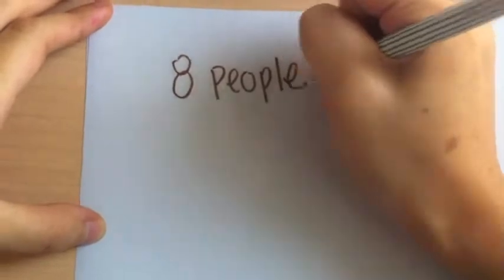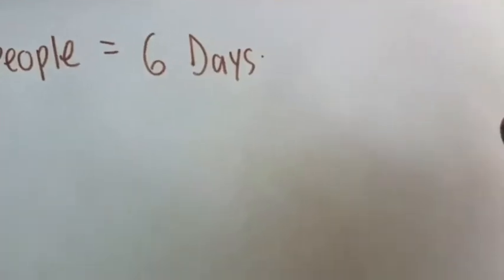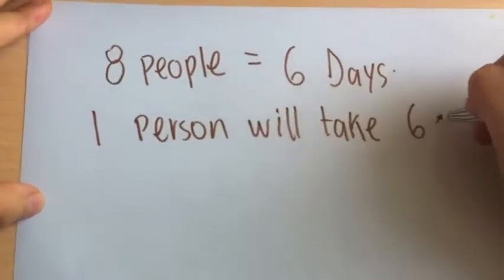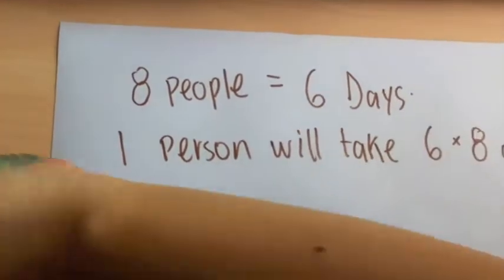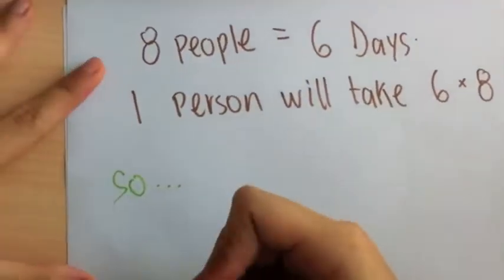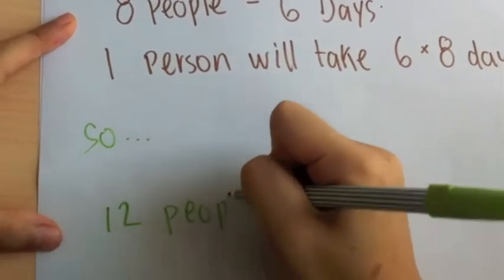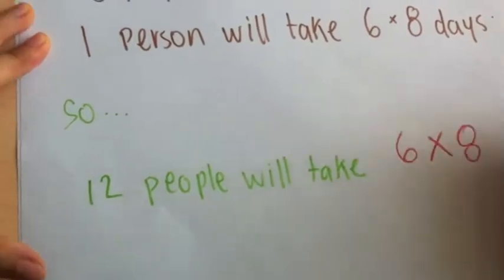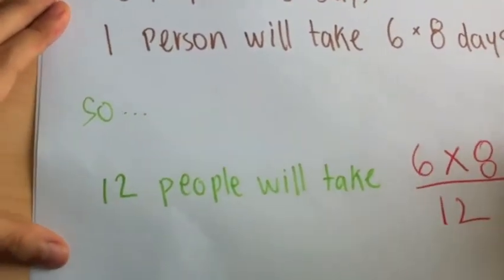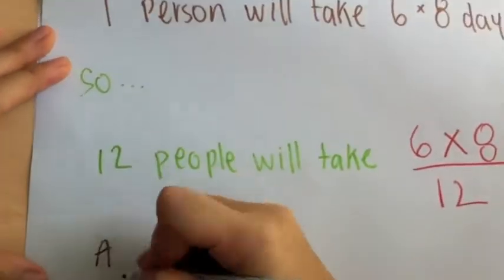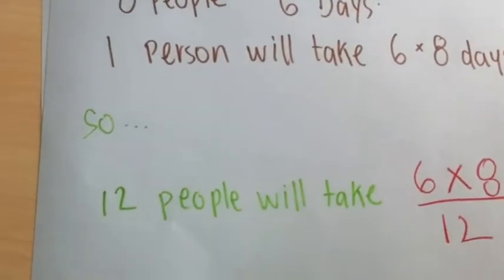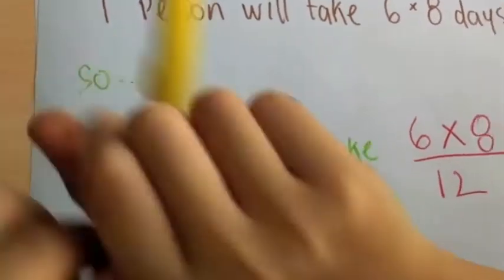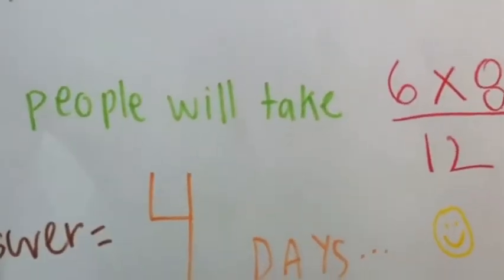Okay, so 8 people equals 6 days. Correct? So one person will take 6 times 8 days. So 12 people will take 6 times 8 divided by 12, where 12 is the number of total people. So the answer is 4 days. Yes! Wow! Okay.